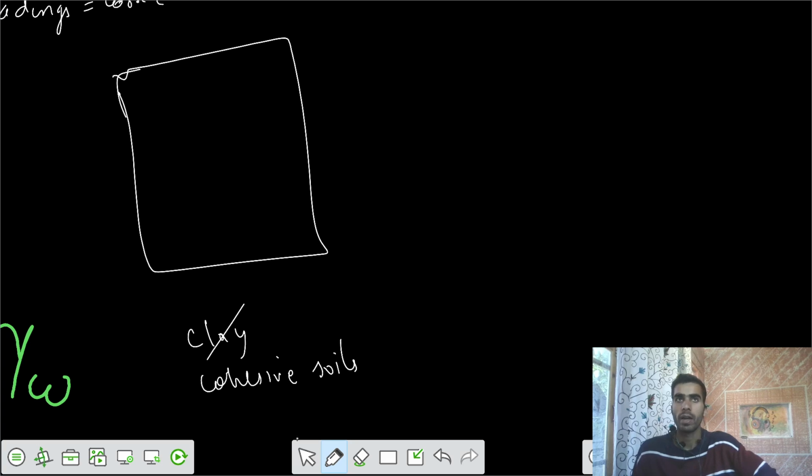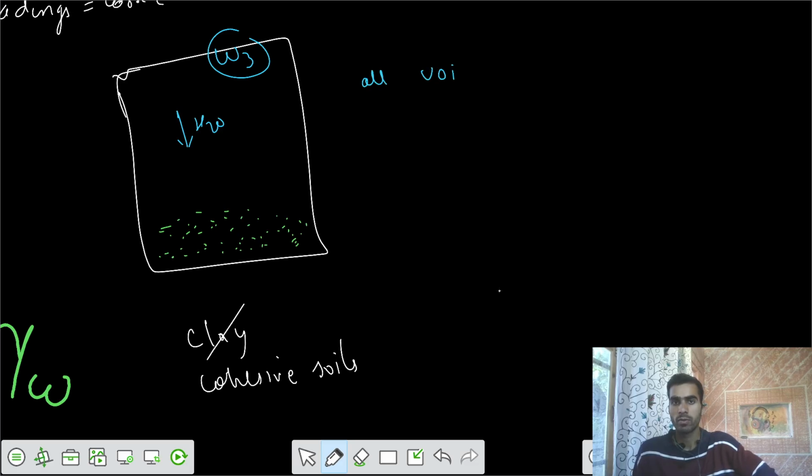They are having finer particles. They are having cohesion also. Let's say there was soil. This is your soil, and there's a possibility that when you are applying the water now for the third reading, all the voids won't be filled with water. Voids are not filled with water.